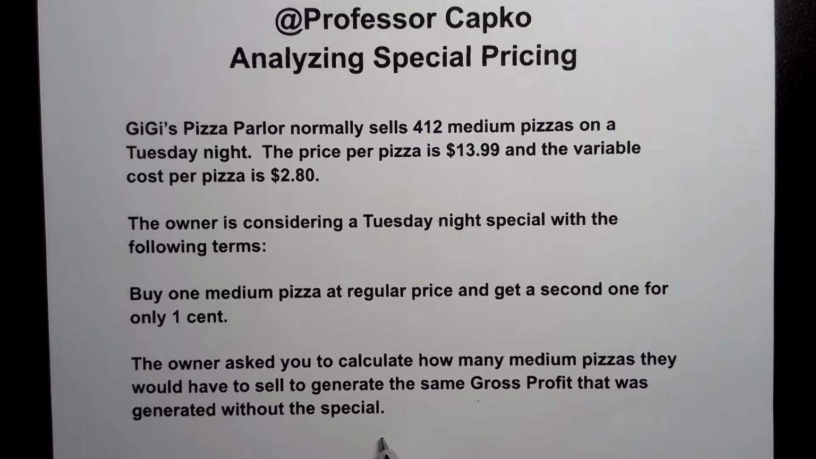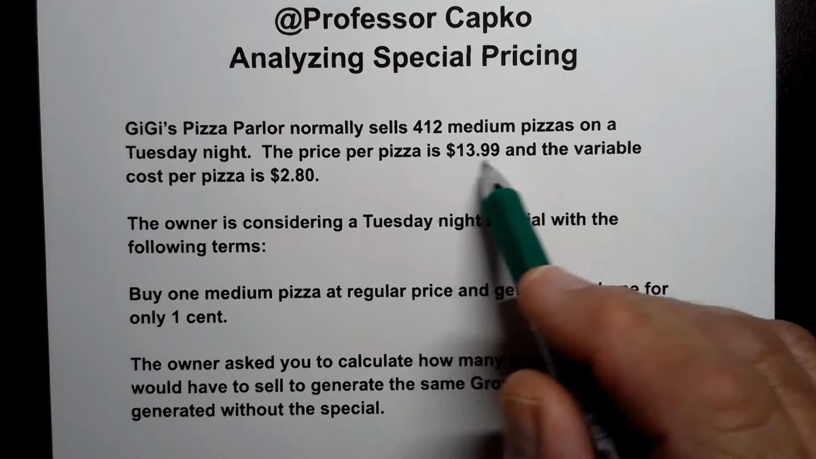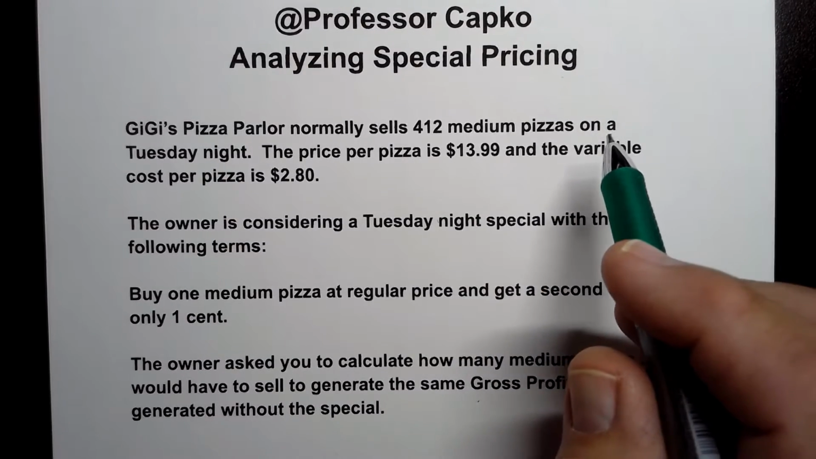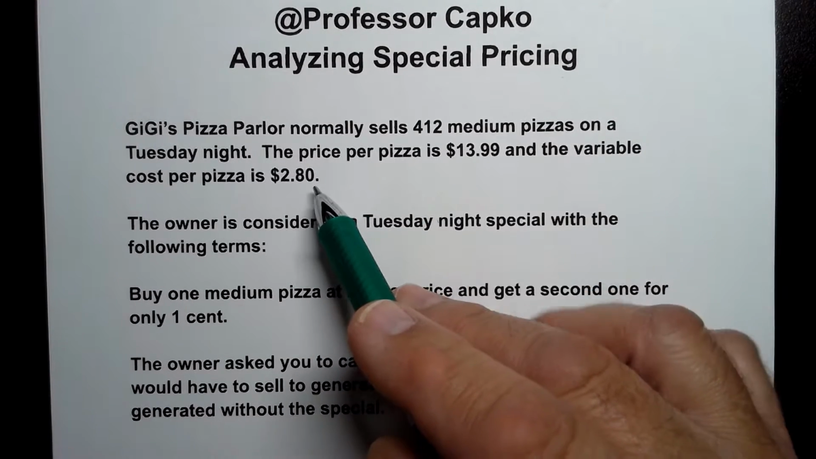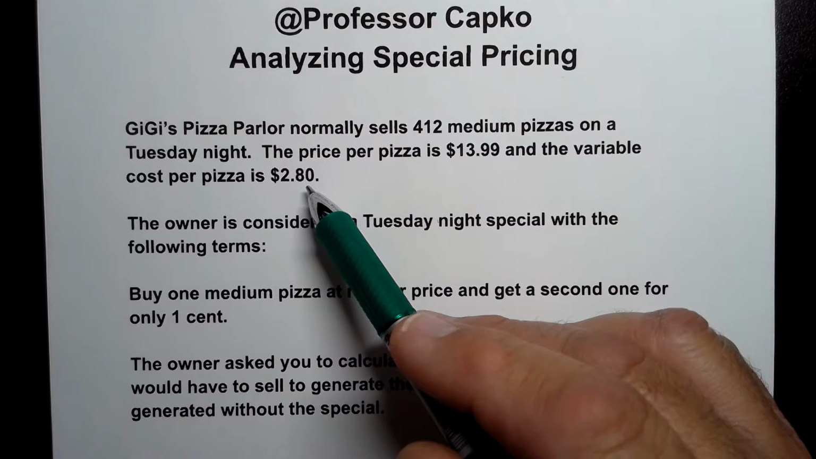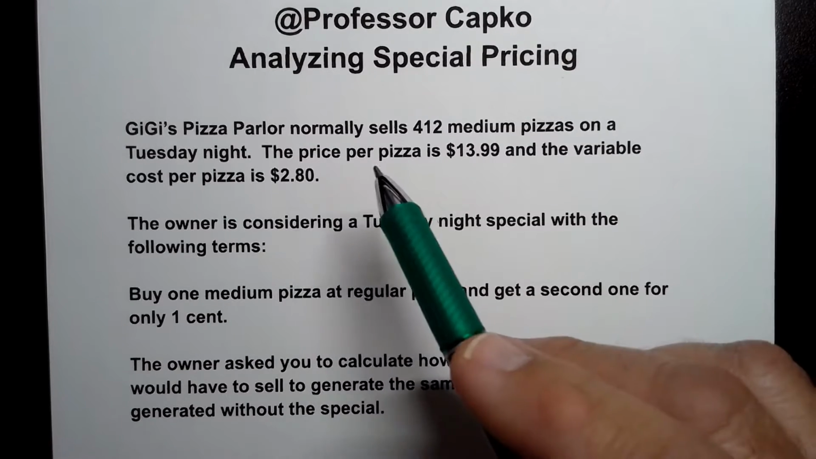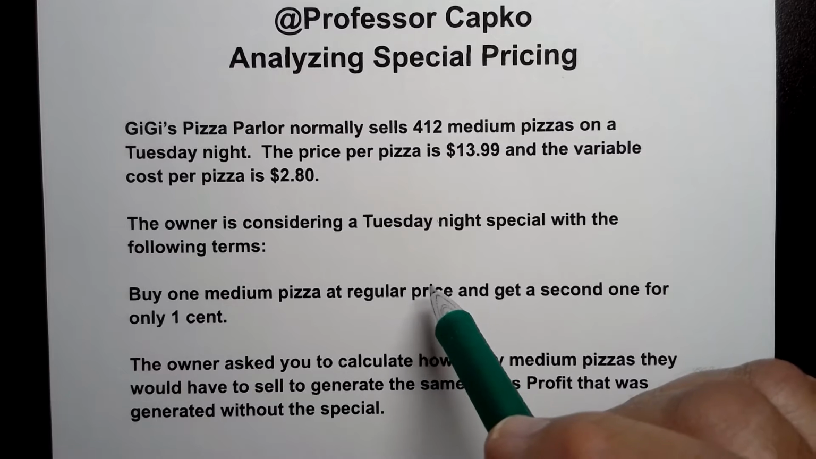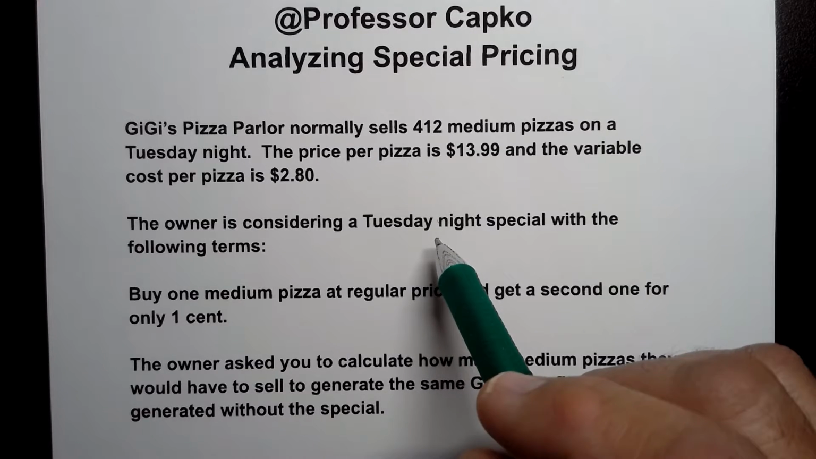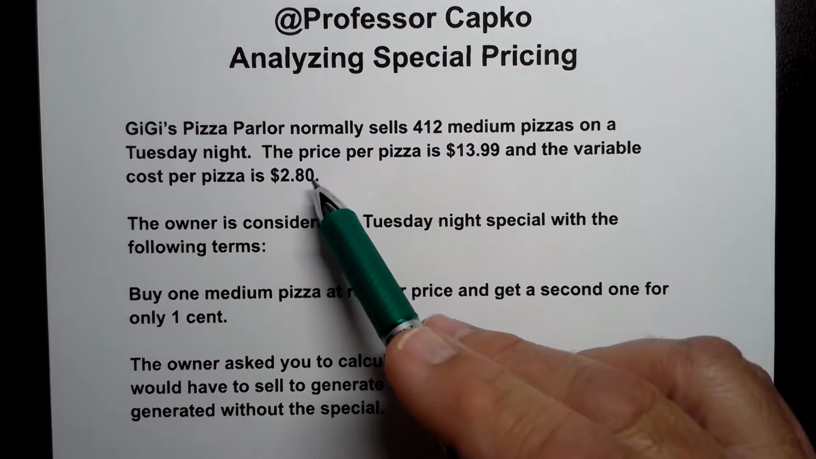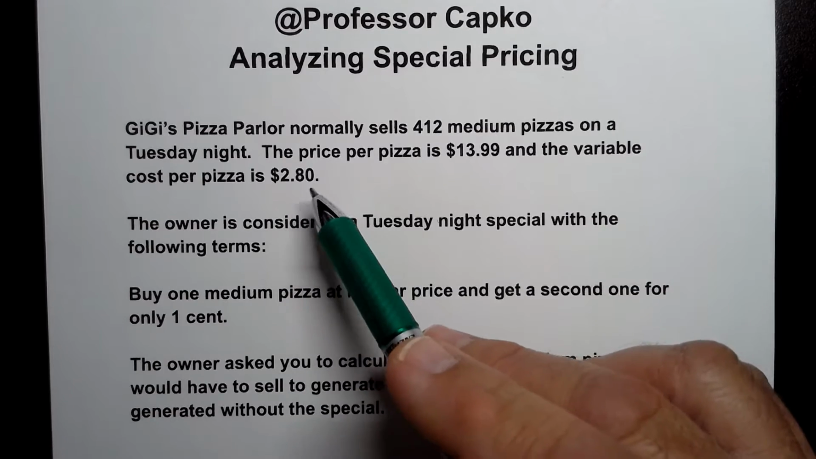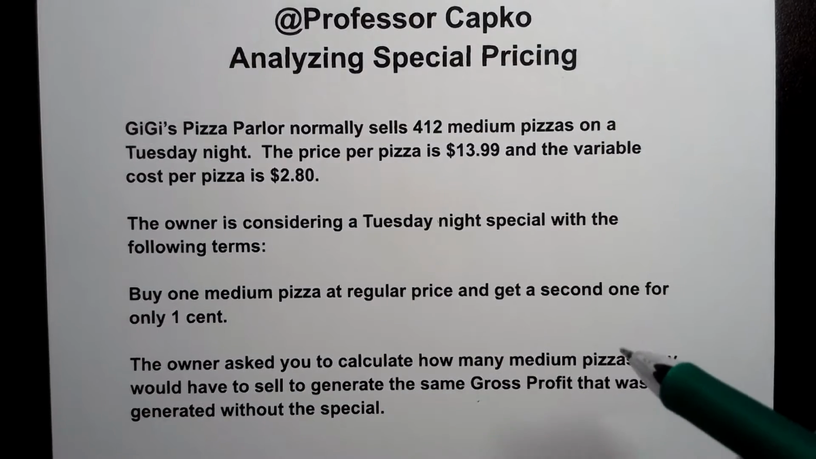So let's take a look at this and break it down, and we can do the calculations. Here we've got the price, that's the revenue per unit, per pizza, and the variable cost per pizza is $2.80. That means every pizza produced costs Gigi's $2.80 to produce. That is just the variable cost. That has nothing to do with the fixed costs such as the rent or the insurance or the lease payments. None of that is included. This is just per pizza. The more pizzas they make, each one costs $2.80, and that does not change for purposes of this calculation.